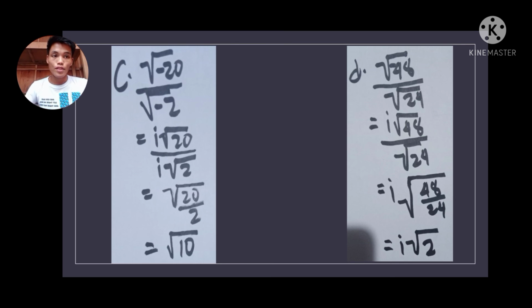And in situation D, the square root of negative 48 over the square root of positive 24 is equal to i square root of 48 over 24. 48 divided by 24 is 2. Therefore, the answer is i square root of 2.